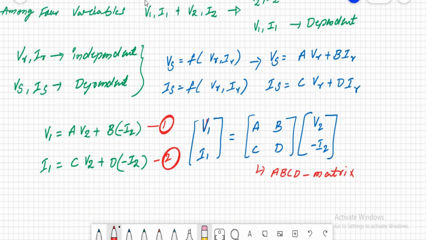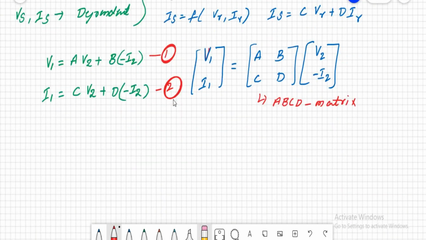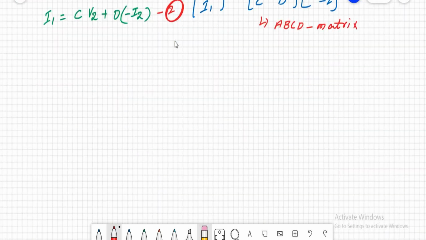Now let us find the values of your ABCD. That is your equation for your ABCD. How to find?